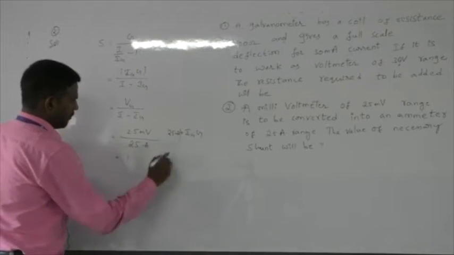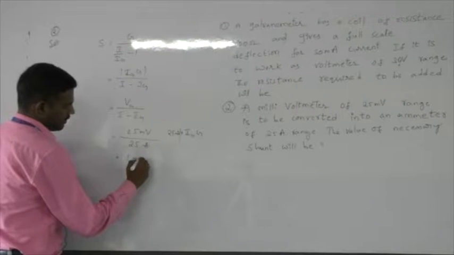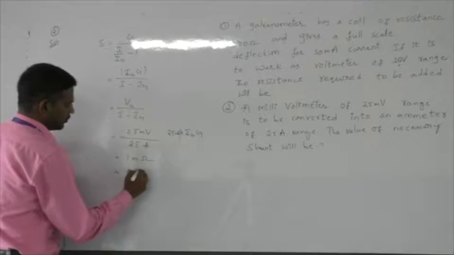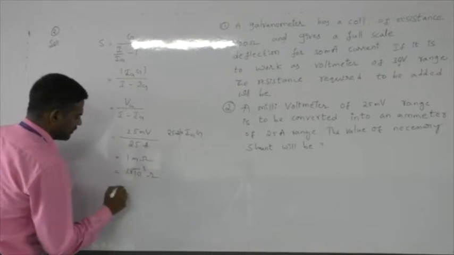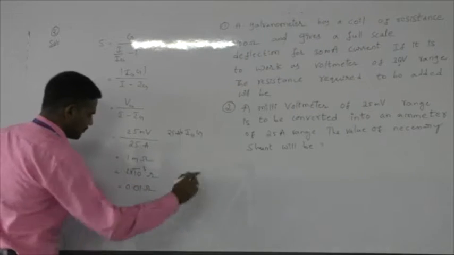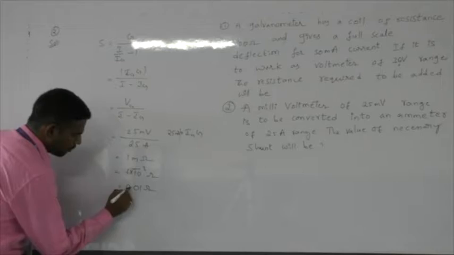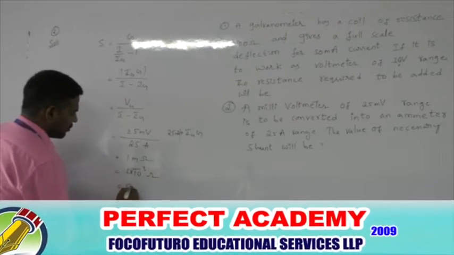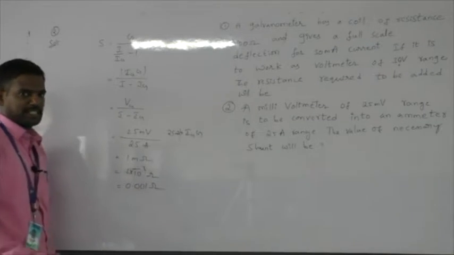This is in amperes. So what are we going to get? 1 milli ohms, which is 0.001 ohms. So it is going to be given as 0.001 ohms. This is going to be the resistance that has to be connected.